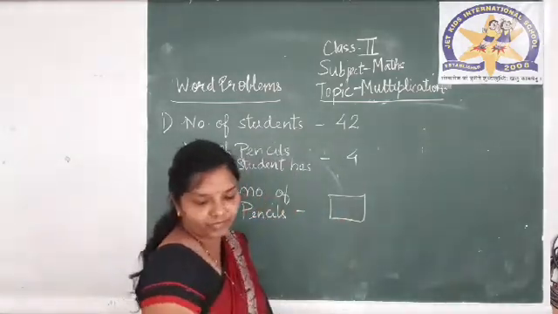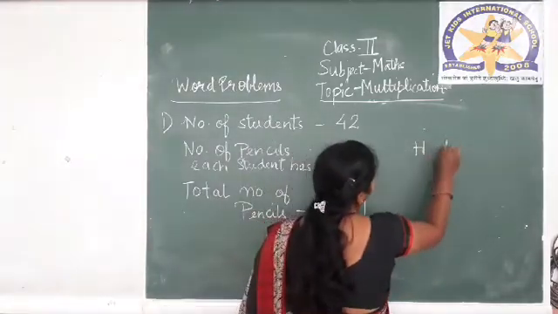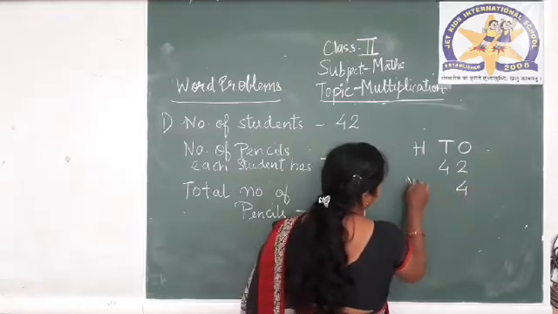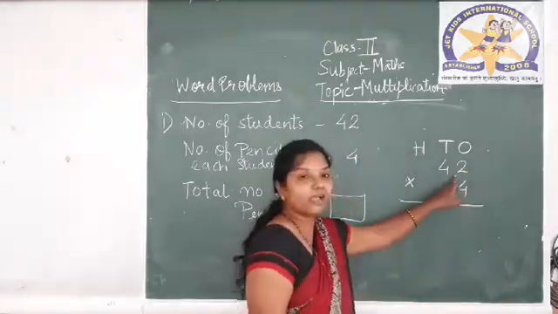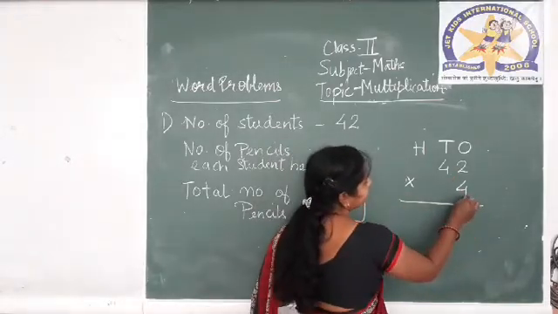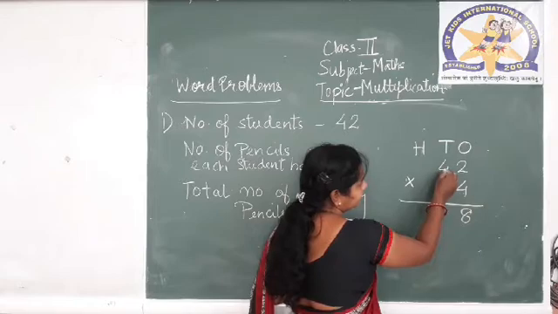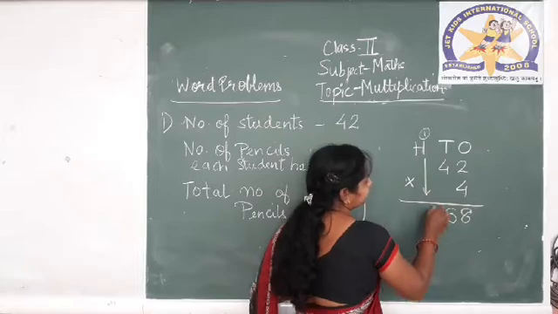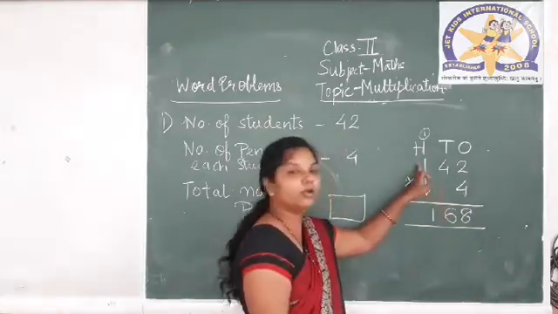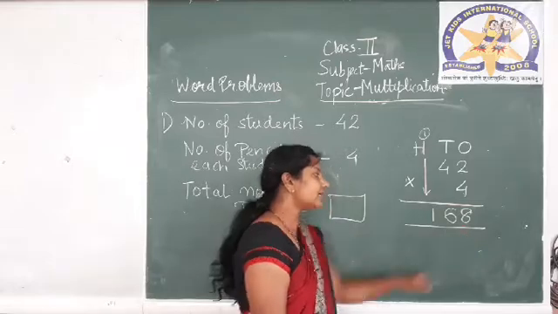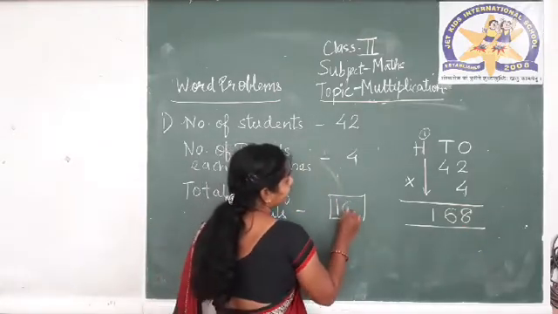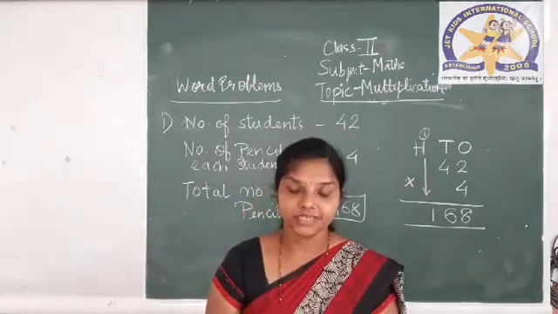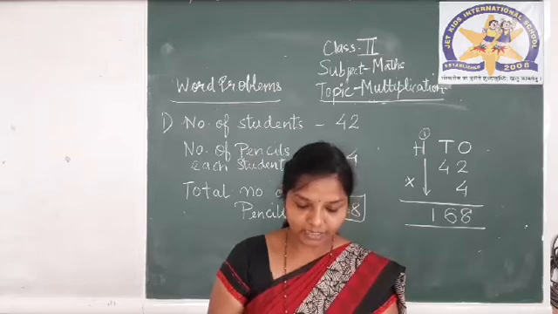Now here already they have written the columns of 100, tens and ones. Write down the numbers 42 multiplied by 4. 4 twos are 8. First multiply the ones. 4 twos are 8. Then multiply the tens. 4 fours are 16. You can bring it down as it is, because there is no other number to multiply. So how many pencils are there in all? There are 168 pencils. Are you getting it? Yes. Let us take the second one.